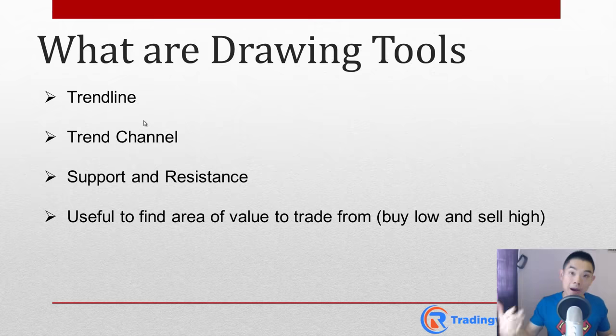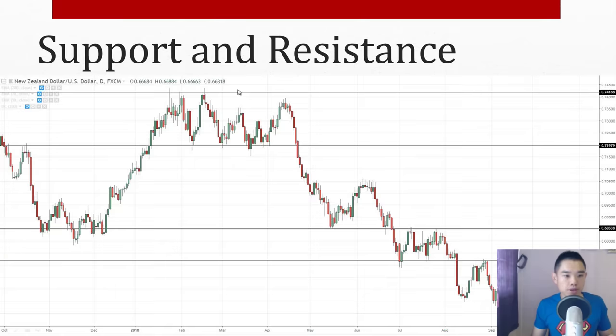For example, if you want to buy low and sell high, how do you do that? Refer to your drawing tools. They will help you identify levels or areas on your chart where you can actually buy low and sell high. So here's an example of support resistance. You can see that over here, this is what traders call resistance. Price tested once, tested twice. Bounced off support once, support twice, support thrice.